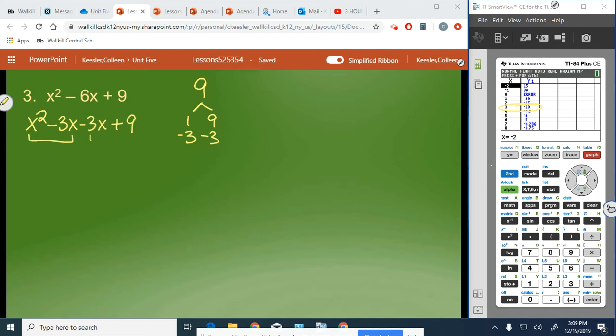We group these two and these two. From the first set, I can factor out x because they both have an x in common, and that leaves me with x minus 3. From the second, I can take out negative 3, and that leaves me with x minus 3 again. So here's where you have to be thoughtful about whether you take out a negative or a positive. In this case, I know it needs to be a negative, so here I would have to take out a negative to make this one also be negative.